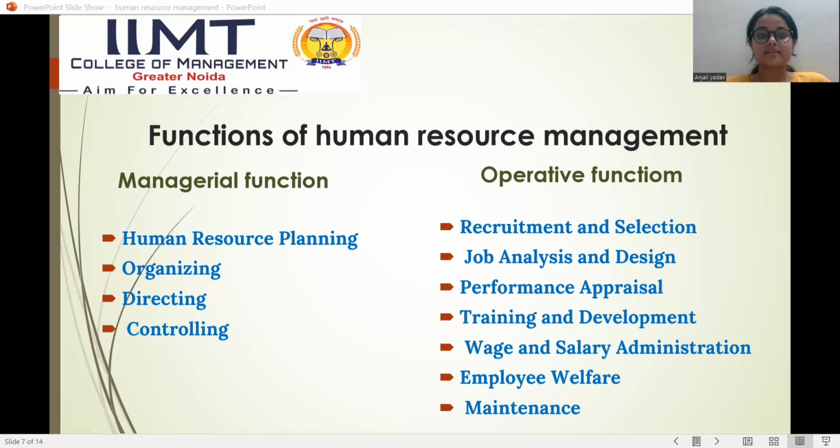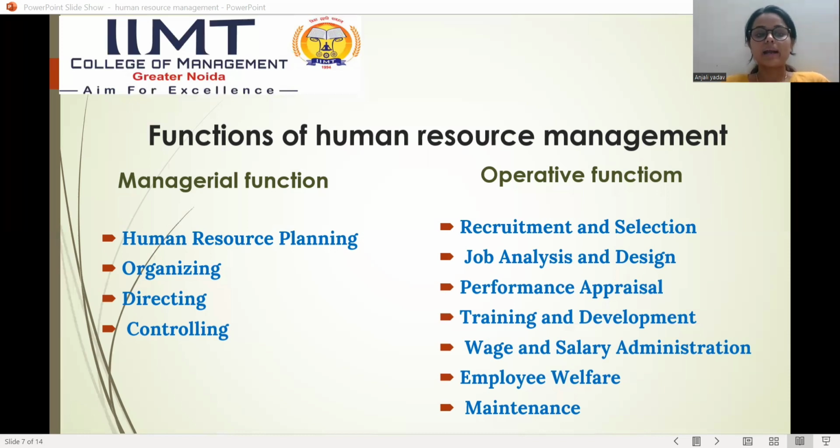Second is organizing. In organizing, tasks are allocated among its members, relationships are identified, and activities are integrated towards a common objective. Relationships are established among the employees so that they can collectively contribute to the attainment of the organizational goal.